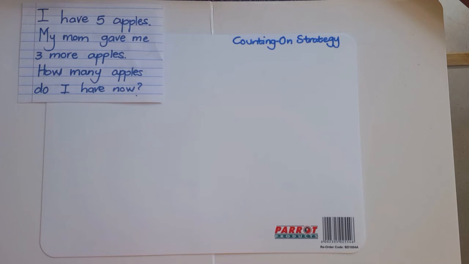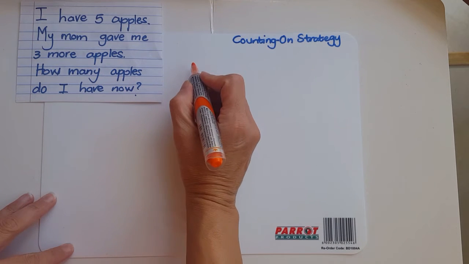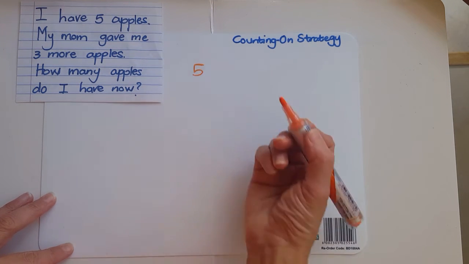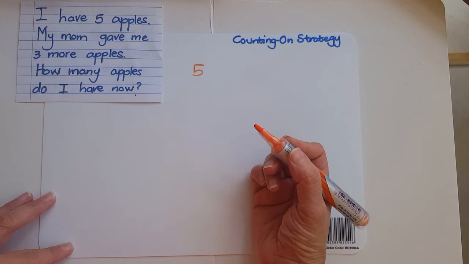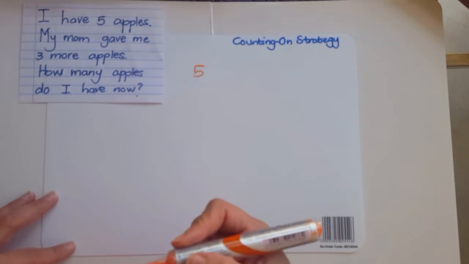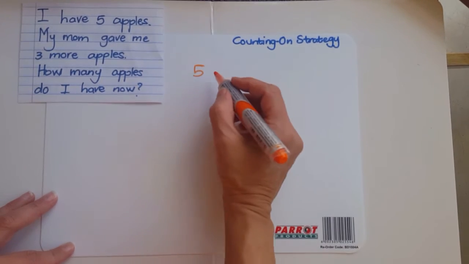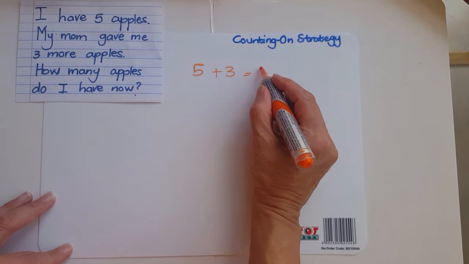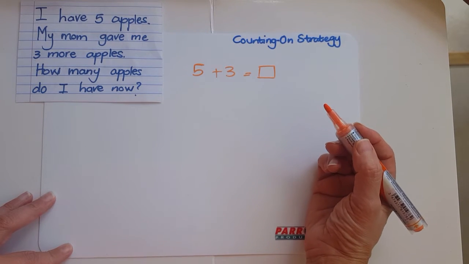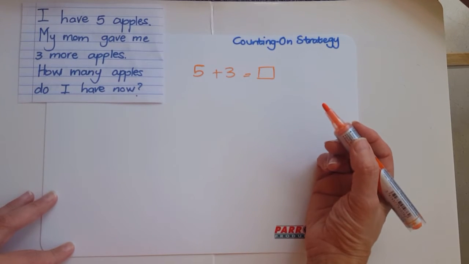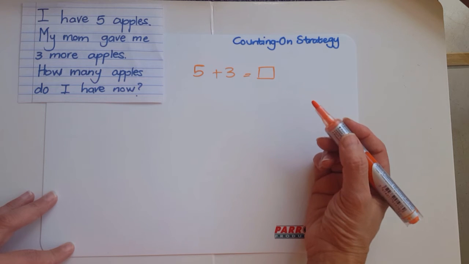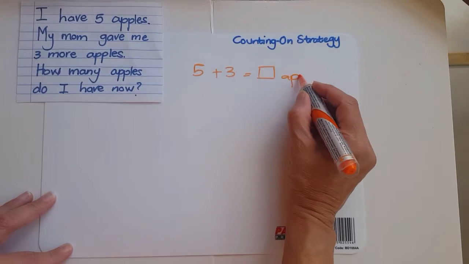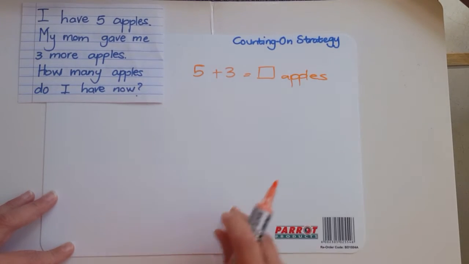So I'm going to write my number equation or my number sentence. So I have 5 apples. And my mom gave me 3 more. So when she gives me more, that means the number is going to get bigger, which means I'm going to add. So it's 5 plus 3, which is equal to unknown. And I always need to write my unit. So in this problem, my unit is apples, because that's what we're talking about, apples.